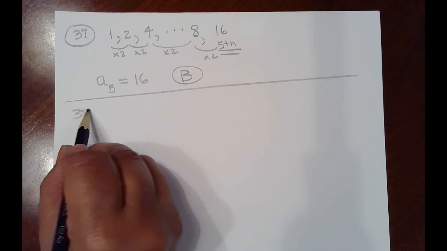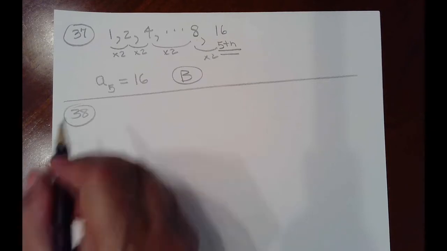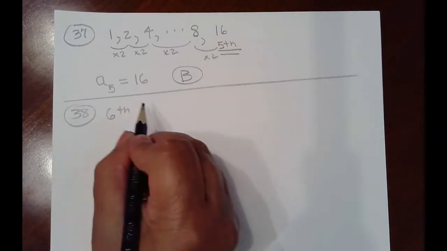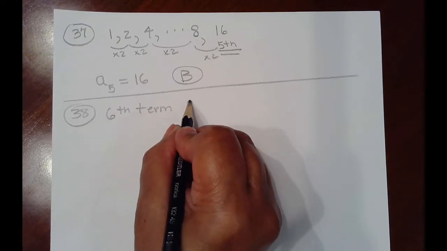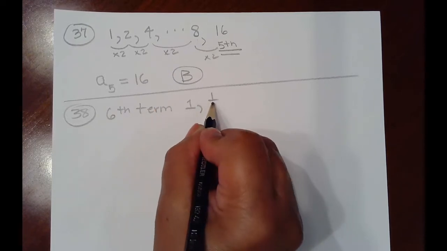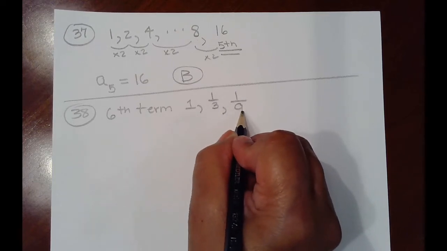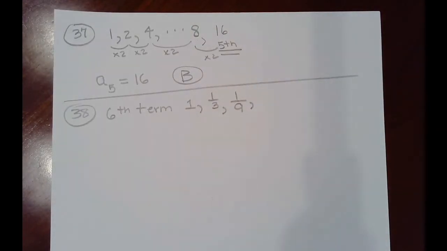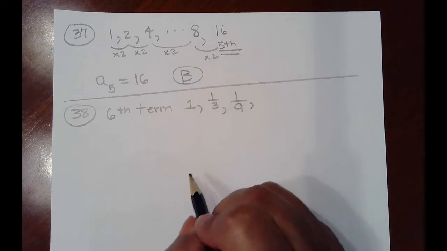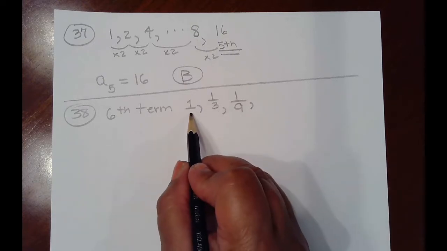Okay, moving to 38. In problem number 38, again, same directions, same type of instructions, only they want the sixth term this time. But like the last problem, number 37, they give you a list, and you're just going to the sixth term. Now I'm going to get rid of these dots because I'm going to list the fourth, fifth, and sixth term. First, let me see how they're achieving each subsequent term.